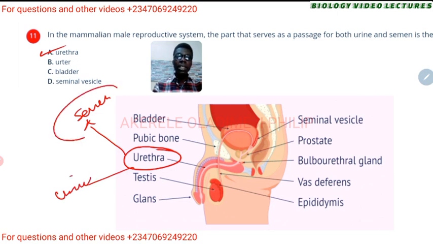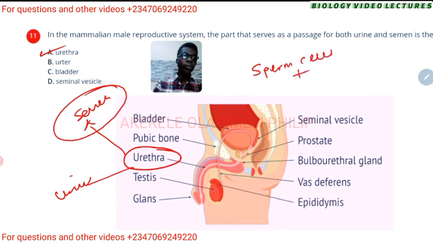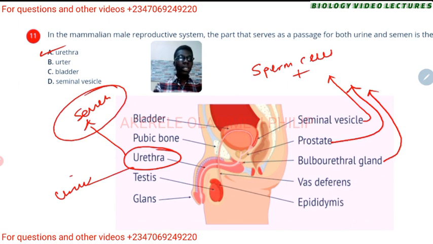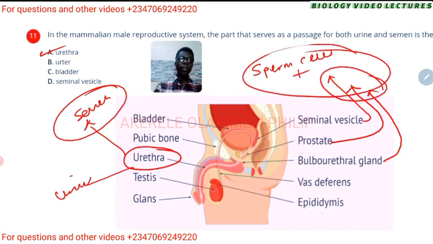Now let me quickly see it here. Probably you heard what is the meaning of semen. Well, semen is sperm cells plus fluids from seminal vesicle, fluids from prostate gland, and to some extent fluid from bulbourethral gland, which you can also call Cowper's gland. So it means the fluids here plus sperm cells form your semen. All right.